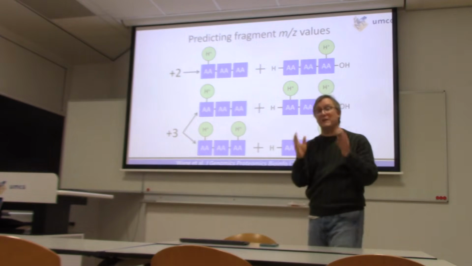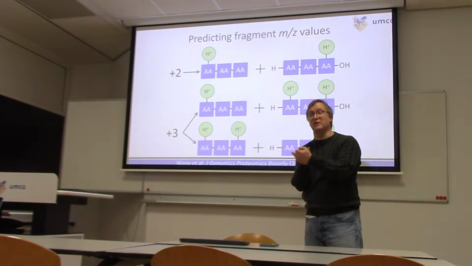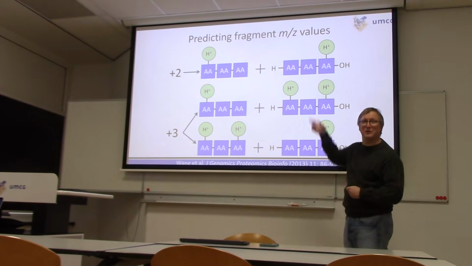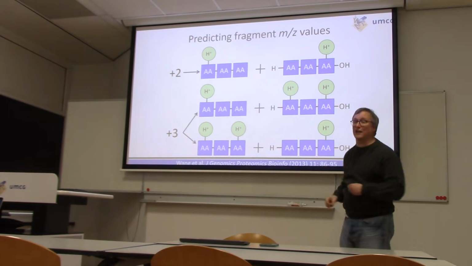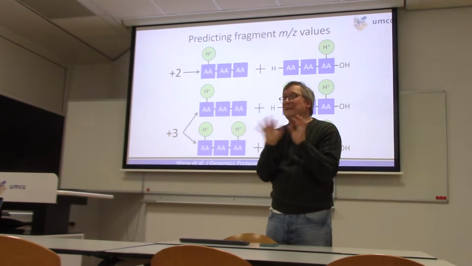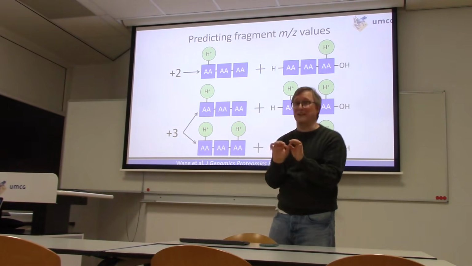So when you're computing the mass of a Y ion, you need to keep in mind the amino acids that comprise it, and you need to add water, because H plus OH is water, and you need to add the protons that decorate it. Things get messy, however, when we take into consideration +3 peptides.